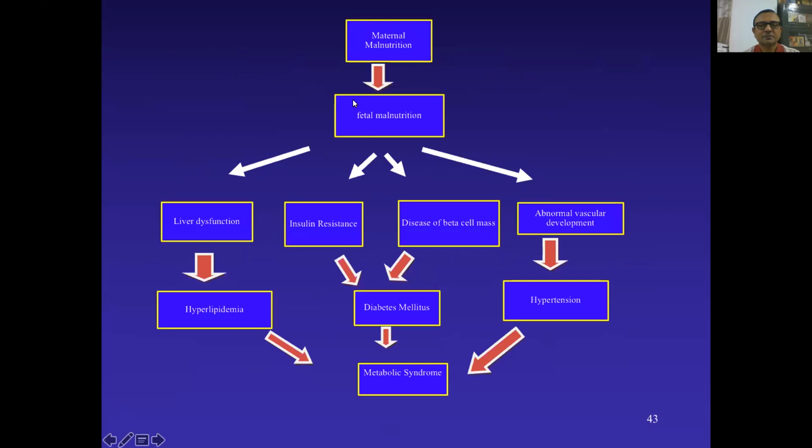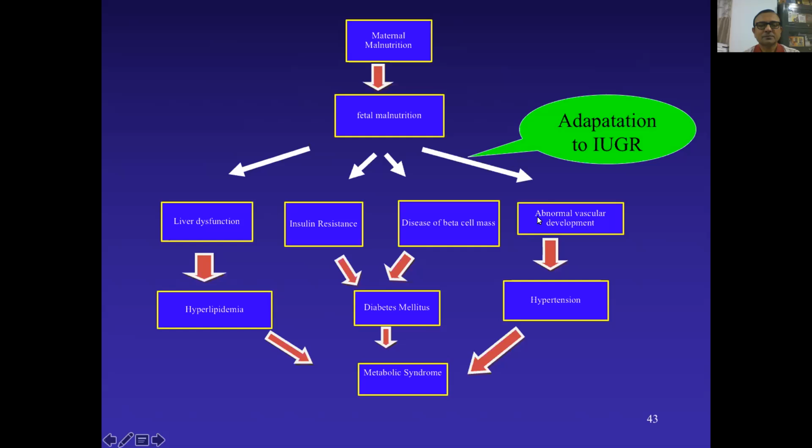Our babies are small, they are malnourished. So there is an adaptation to the intrauterine environment. They have a liver which is smaller. They develop insulin resistance as a protective mechanism. The number of beta cells in the pancreas is less. And they also have abnormal vascular development.